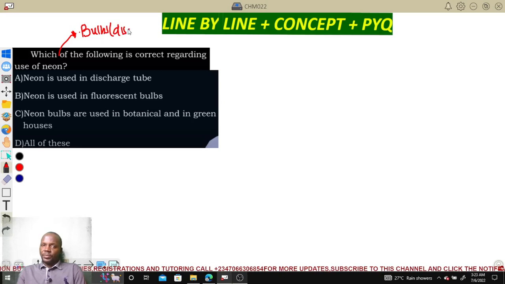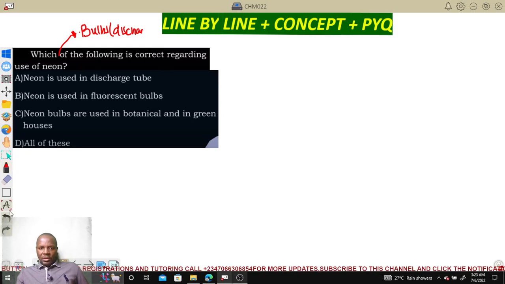Discharge. Neon is used basically for bulbs. Please note that. And they can be used for bulbs in discharge tubes too. So all of this is correct, all of them are correct. So this is the answer to the question.